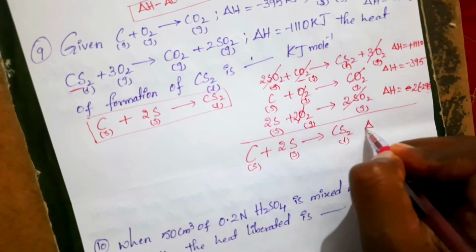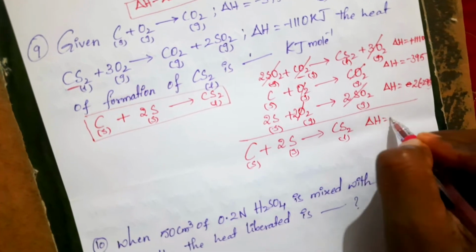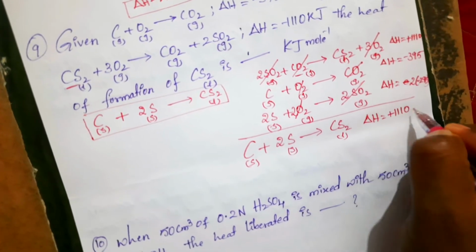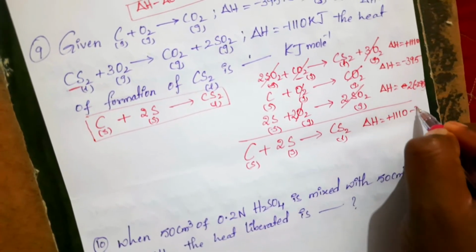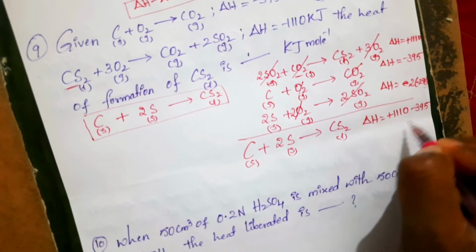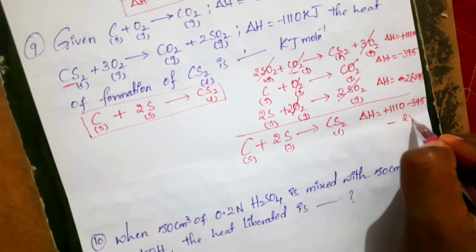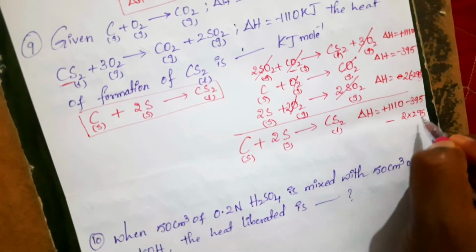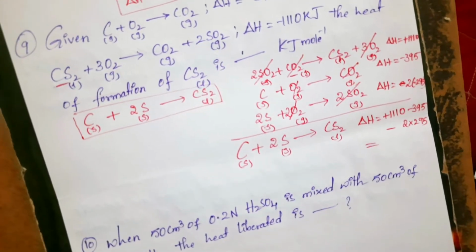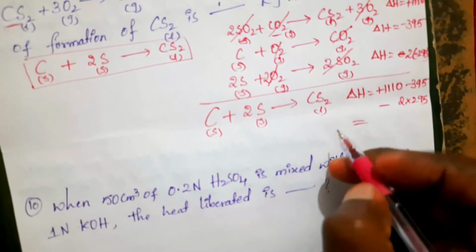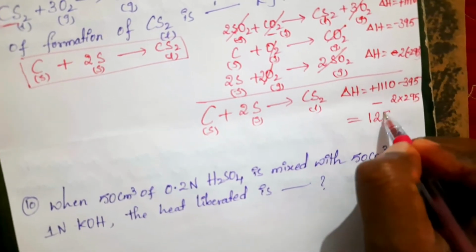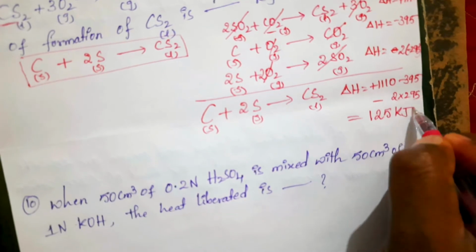Now here the total enthalpy will be what happens? Add all those: plus 110 kilojoules minus 395 minus 2 into 295. You do this calculation, you will get the answer. You will get it as 125 kilojoules. Is it clear?